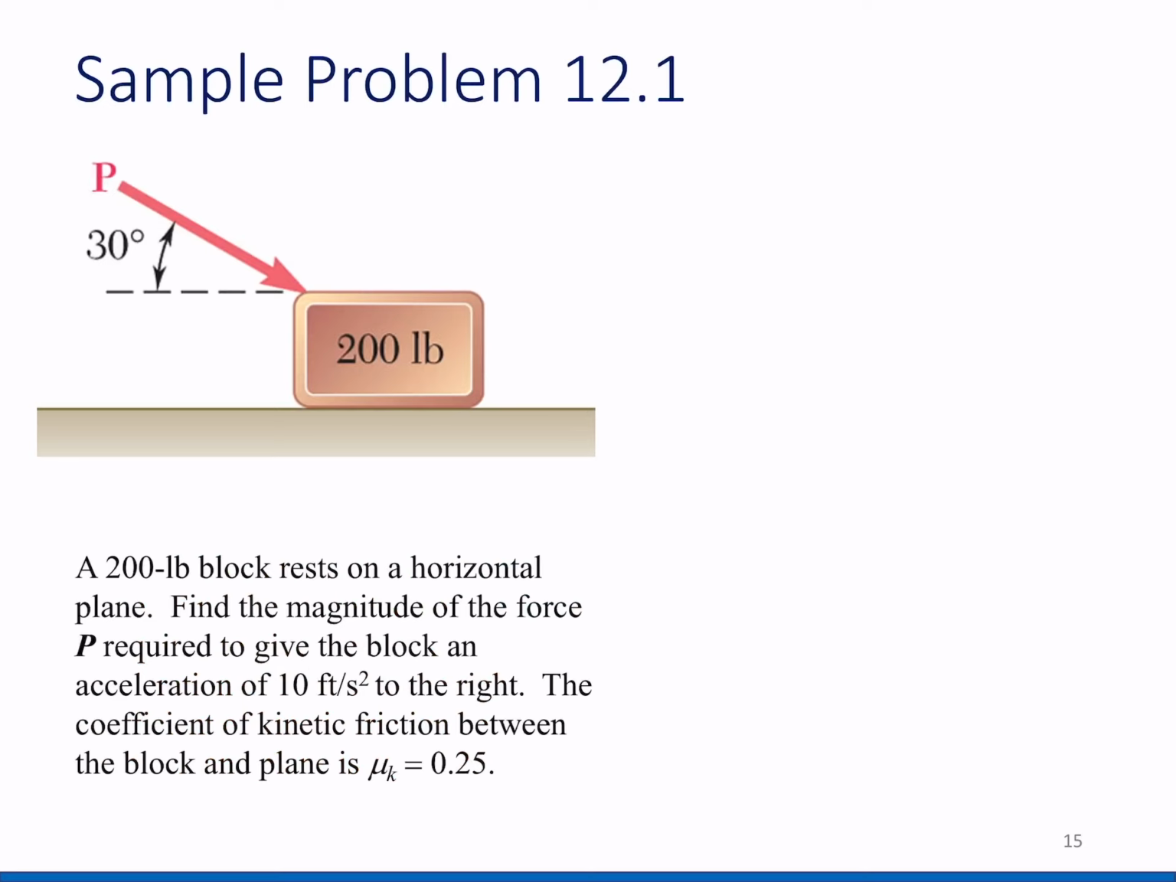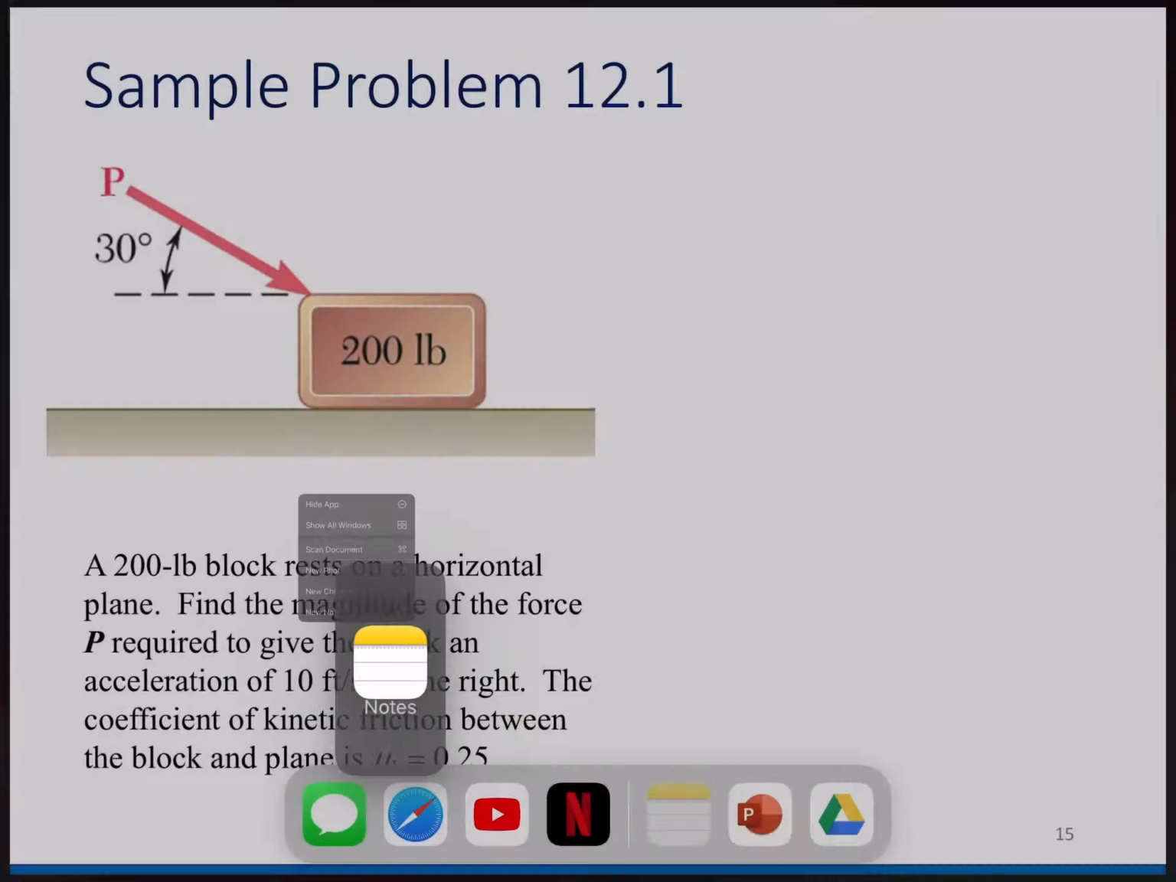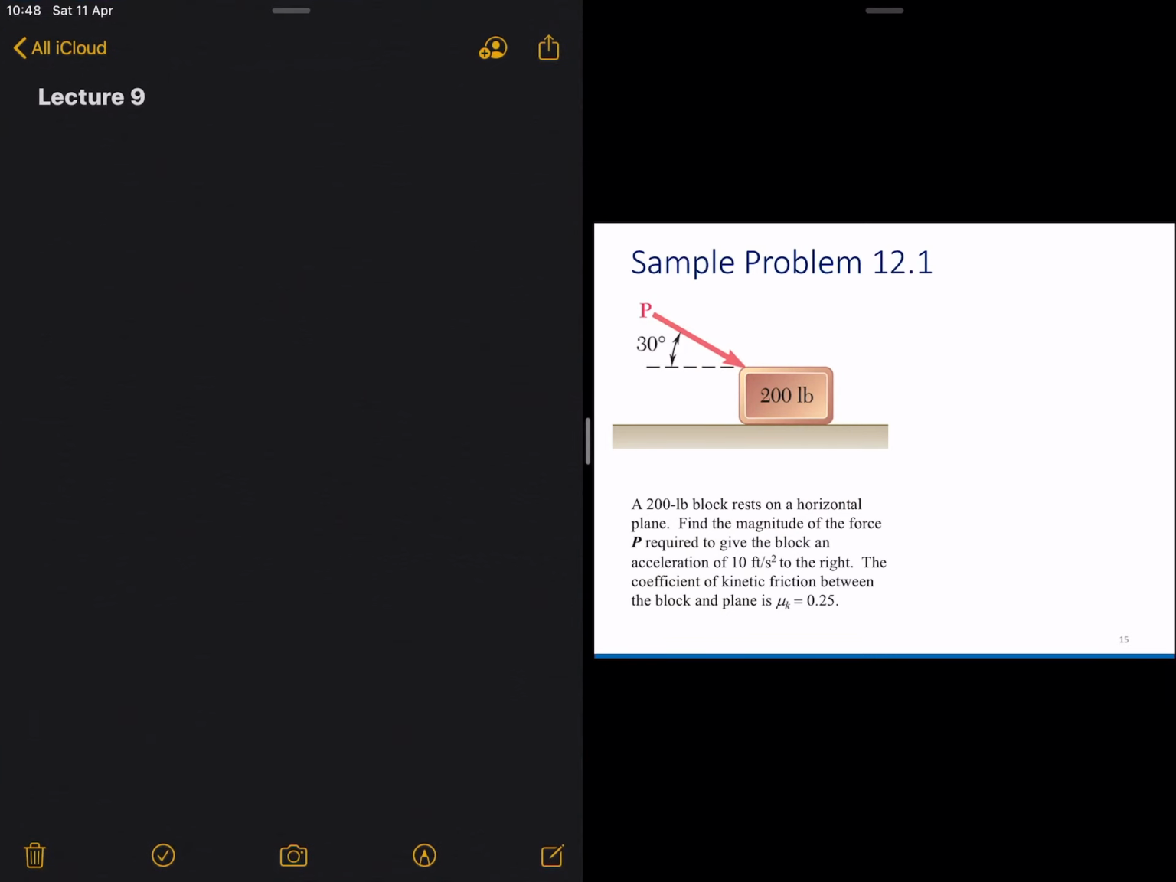Okay, so let's get into our sample here. Okay, let's see, we have sample problem 12.1. We have a block resting on a horizontal plane. Find the magnitude of the force P required to give the box an acceleration of feet per second squared to the right, where the coefficient of kinetic friction between the block and the plane is mu k equal to 0.25. Does anyone know about the friction force? So I will write a little bit. By the way, it will be taught in this question. So, yeah, let's go through this question together so that we learn about the friction force.